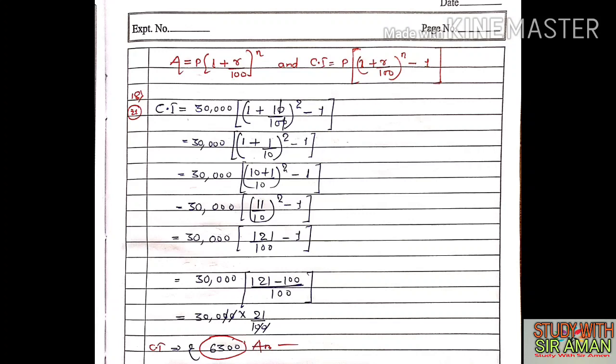So how to plus? I have told you, take LCM. LCM will be 10. 10 plus 1 by 10 whole square minus 1. 10 plus 1, 11 by 10 whole square minus 1. 11 into 11, 121, 10 into 10, 100, minus 1. Again how to minus? Take LCM. 100 in the down, 121 minus 100. Do the work of bracket at first. 21 by 100. Now you do the calculation. 0 0 cancel. Multiply: CI is 6300.